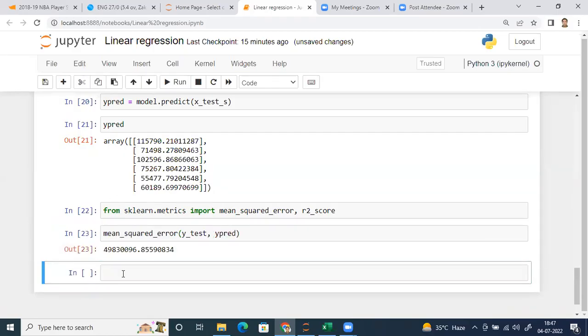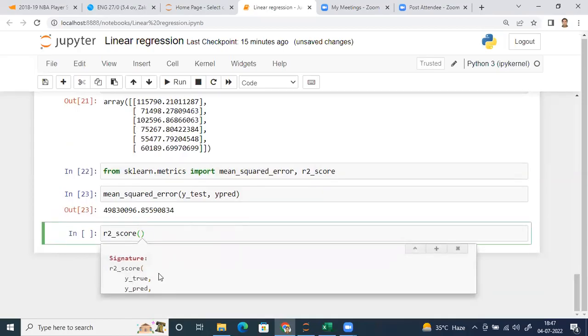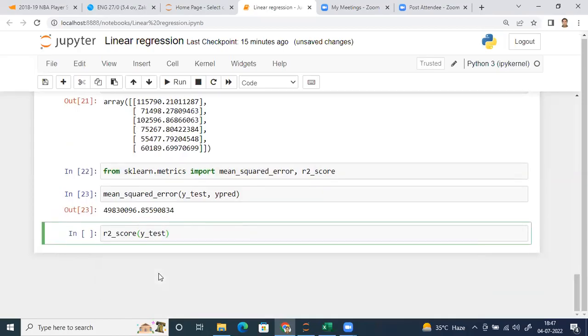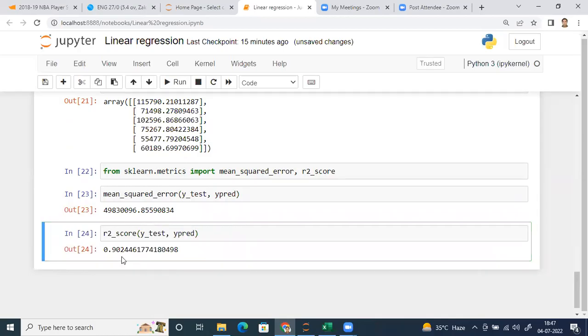Fine. Similarly, r2_score. I also need two parameters, y_true and y_pred. See, every metric needs the same thing, y_true and y_pred. So I just mention y_test once again. This is my true value and this is my predicted value. Okay, so I'm getting 0.92. Now, what is this R2 score all about?